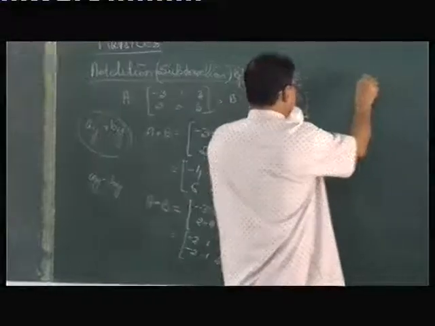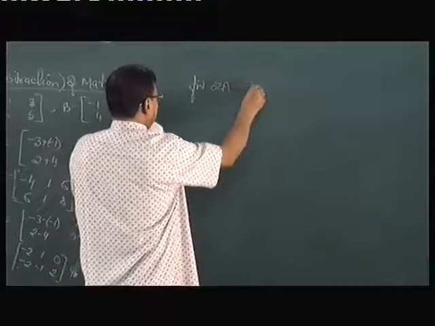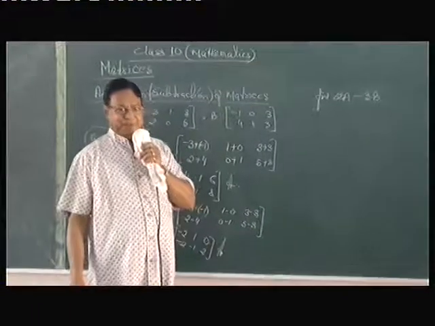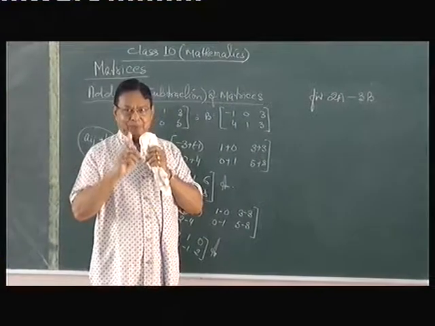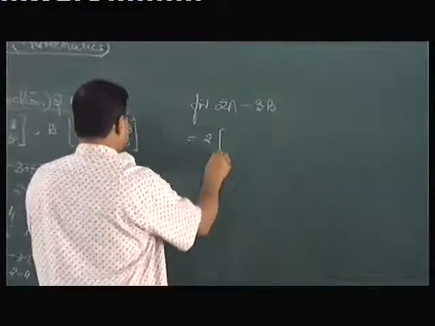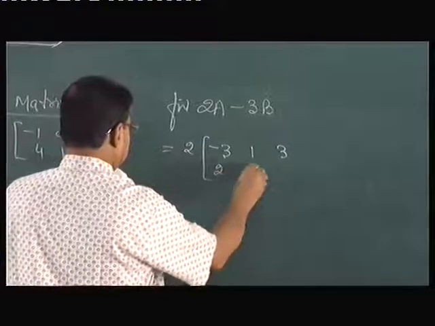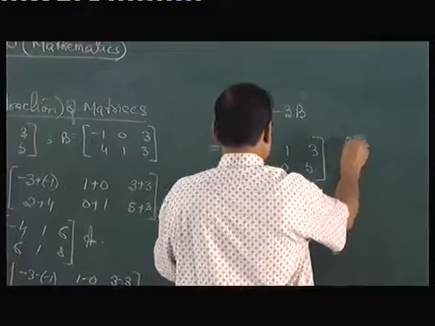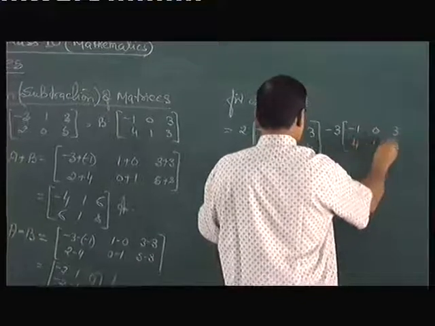Supposing you have to find 2A minus 3B. So I have added, I have subtracted, I have multiplied with a scalar. So 2A. A is this. B. So B is minus 1, 0, 3, 4, 1, 3.